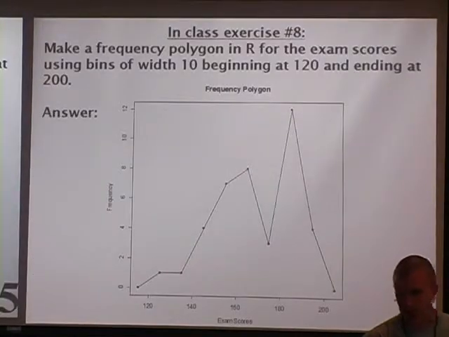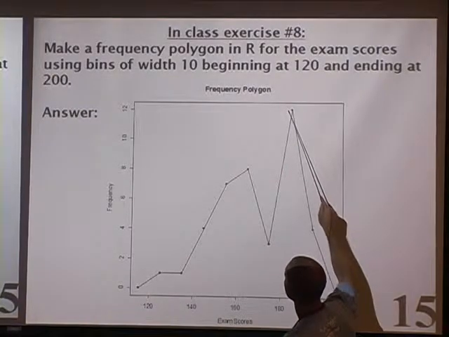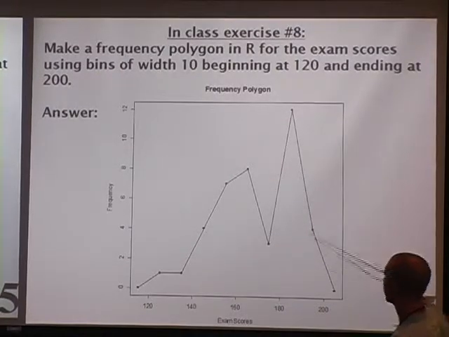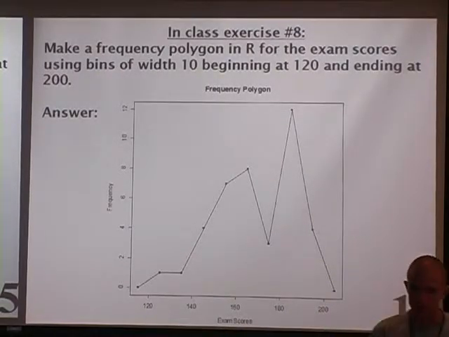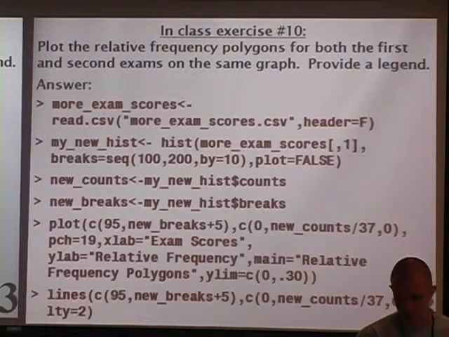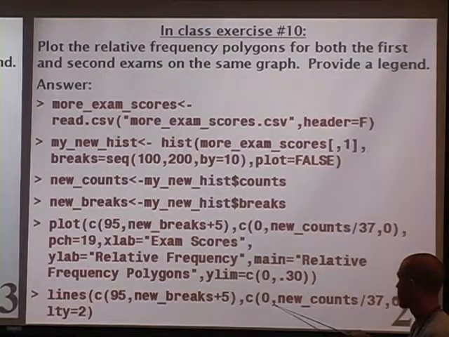the old polygon, the frequency went up to 12, so the relative frequency would be 12 over 40. So I need to make sure my plot, which is going to later have this one on it, also goes up as high as 12 over 40. So that's why I set this one to go from 0 to 0.3. And then the last thing to do is to connect those points by lines.